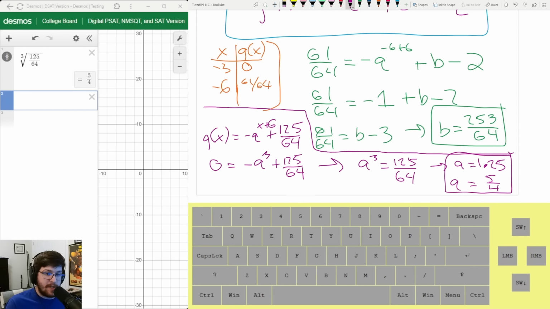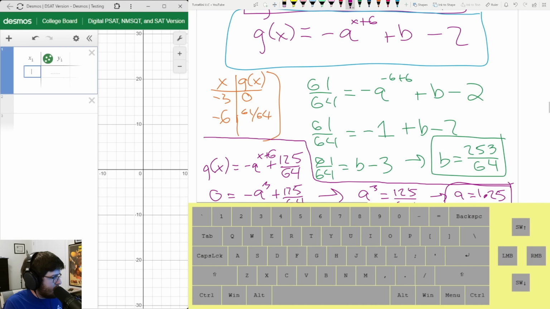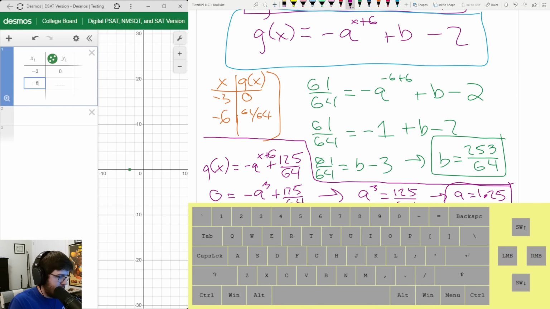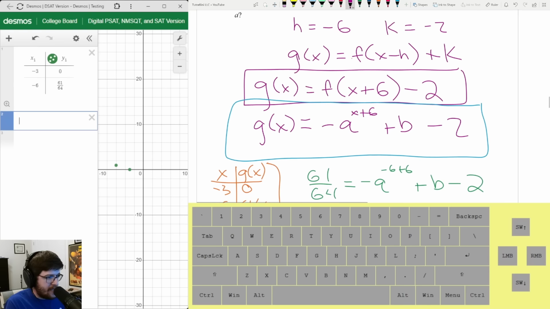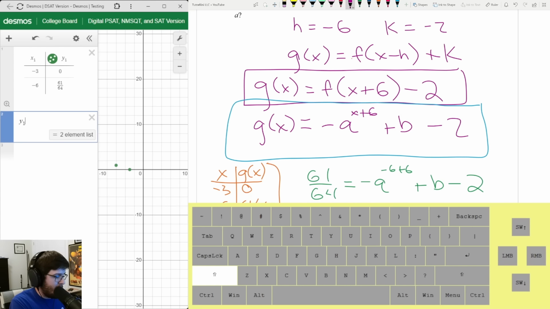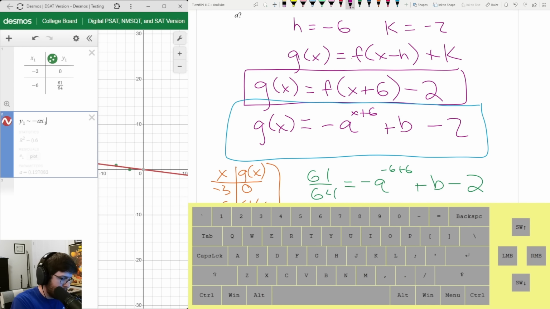All right, why don't we jump to Desmos and try doing this one using regression. So I'm going to put the points in. I'm going to make a table, and I'm going to do (-3, 0) and (-6, 61 over 64). And I'm going to type in our equation and regress it, the one in the blue box. So you still need to know what function translations are, but you could probably bypass most of this one. So y1 tilde negative a to the x1 plus 6, and I'm going to just put this all in the exponent.